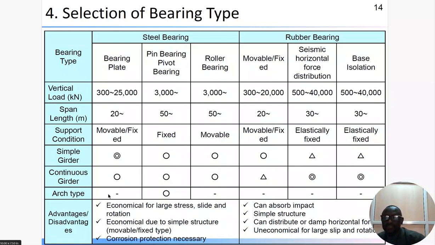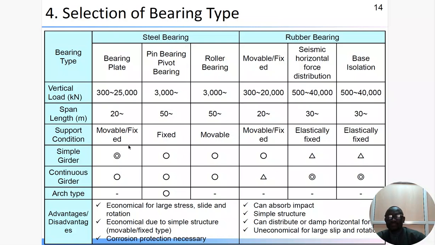Then for arch type, I think this dash, I don't understand, but for the pin bearings, bearing plate, they leave it. I think not applicable. This is not applicable here, and it is on the pin bearing or pivot bearing. They fix them. So actually, pin bearing and pivot bearing for all this, for simple girder, continuous, and arch, are all fixed. While this one I've not got. I think it is fixed for continuous.